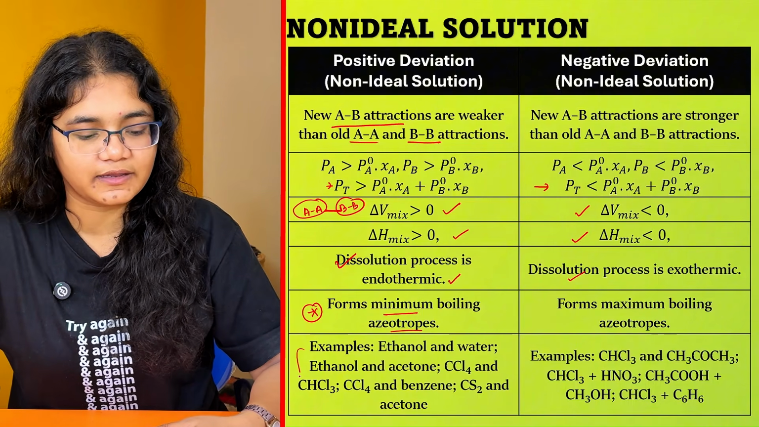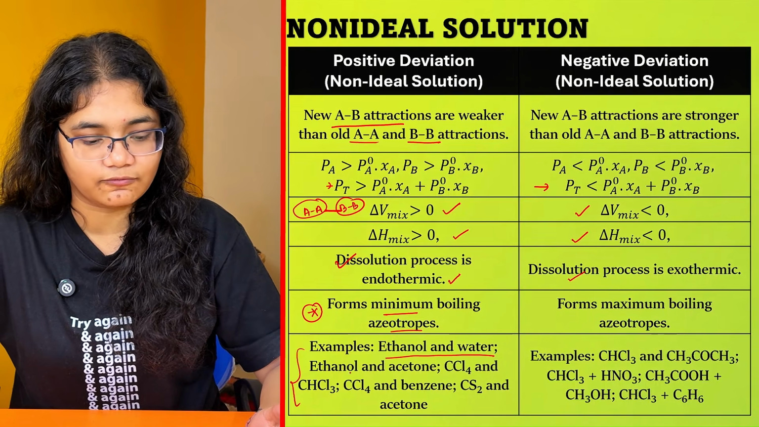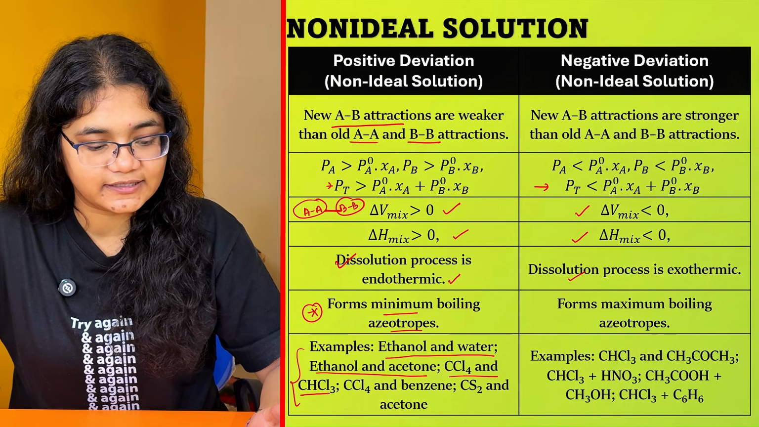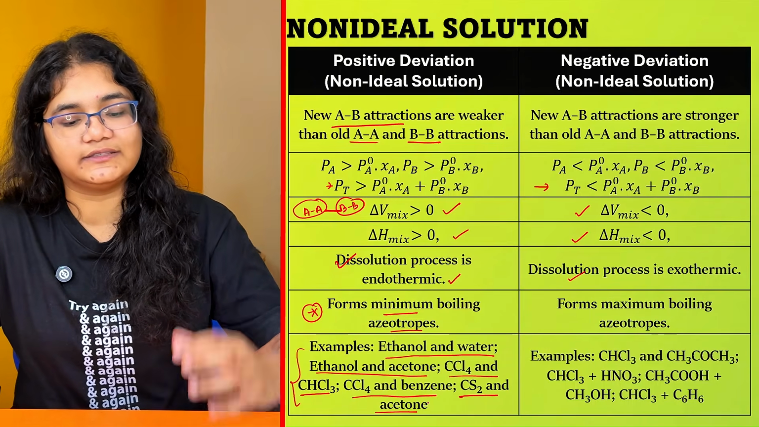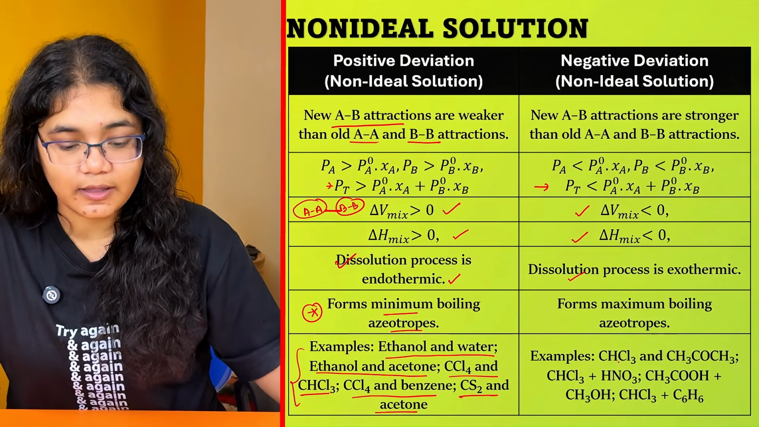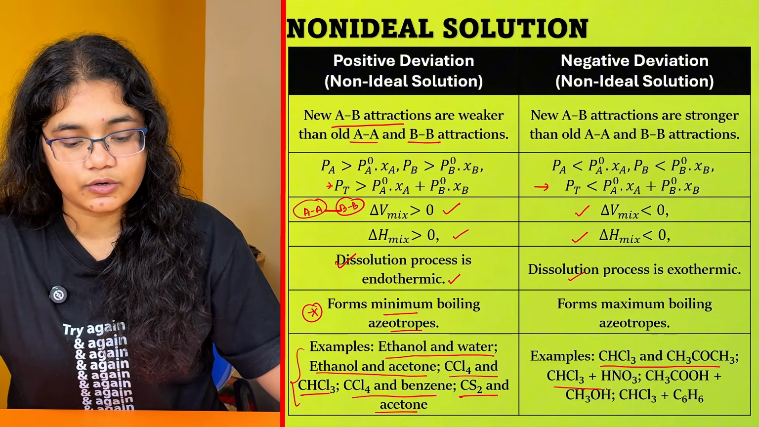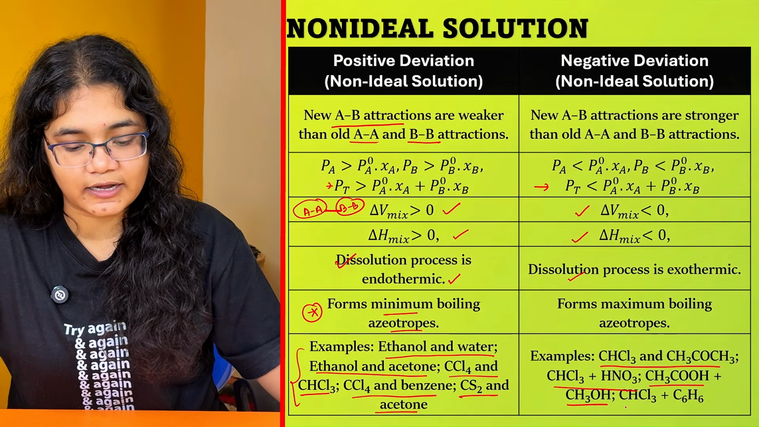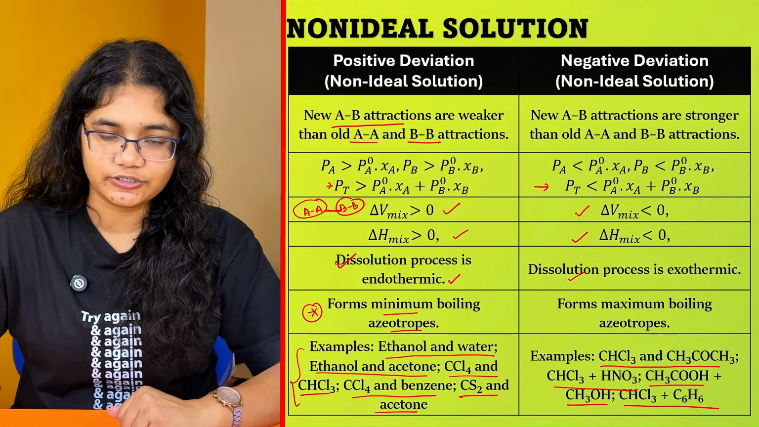Now the next part is very important, examples. For positive deviation, examples are ethanol and water, ethanol and acetone, CCl4 and CHCl3, CCl4 and benzene, CS2 and acetone. These are all examples of positive deviation. Now coming to negative deviation, CHCl3, that means chloroform and acetone, chloroform and nitric acid, acetic acid and alcohols, and you have chloroform and benzene. So these are all examples of negative deviation.